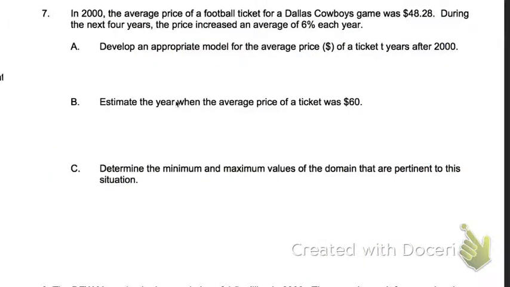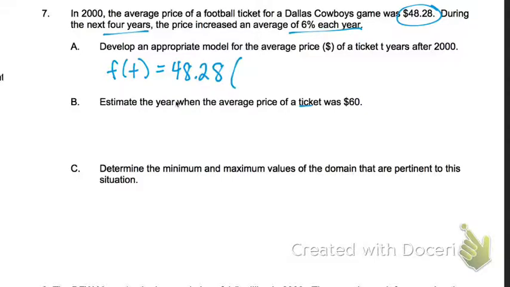Next example, it says in 2000 the average price for a football ticket for the Dallas Cowboys game was $48.28. During the next 4 years, the price increased an average of 6% each year. Develop an appropriate model. So it's not talking about any compounding, so it's just going to be like the 1 plus r to the t power. So I'm starting out at 48.28. Then I'm increasing 6% each year, so 1 plus 0.06 to the t power.